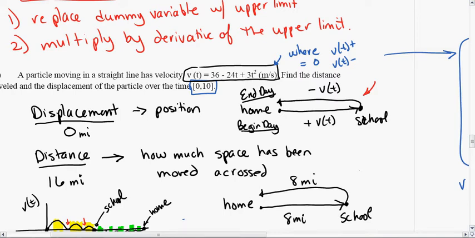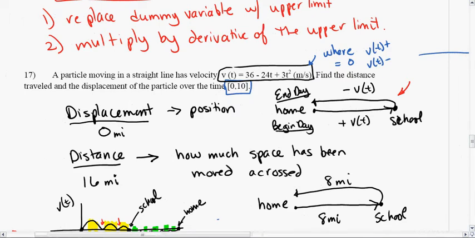In the last video, we looked at why displacement and distance are related but different values that we need to find. If you are feeling confused about the difference between displacement and distance, you should take a look at the last video for problem 17. In this video, we're going to just compute the value for displacement.